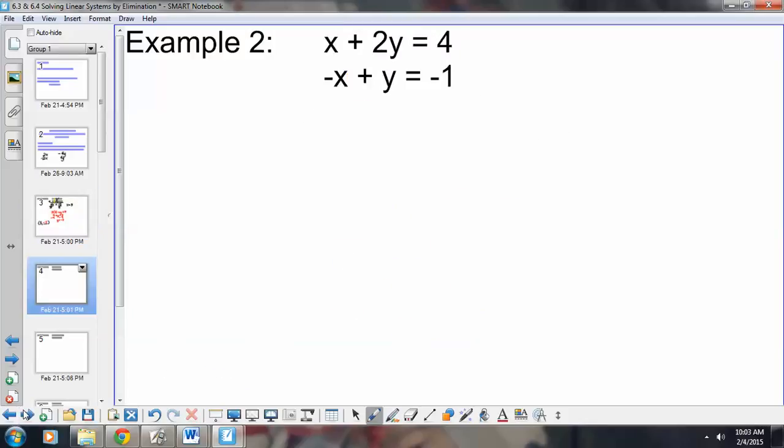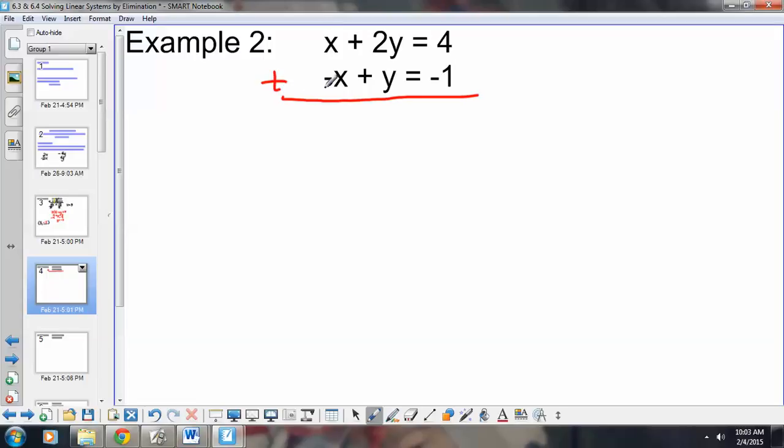Look at the next example. X plus 2y equals 4 and negative x plus y equals negative 1. Can we use elimination here? Yes. We can, because we have opposite terms. These are also called additive inverses.